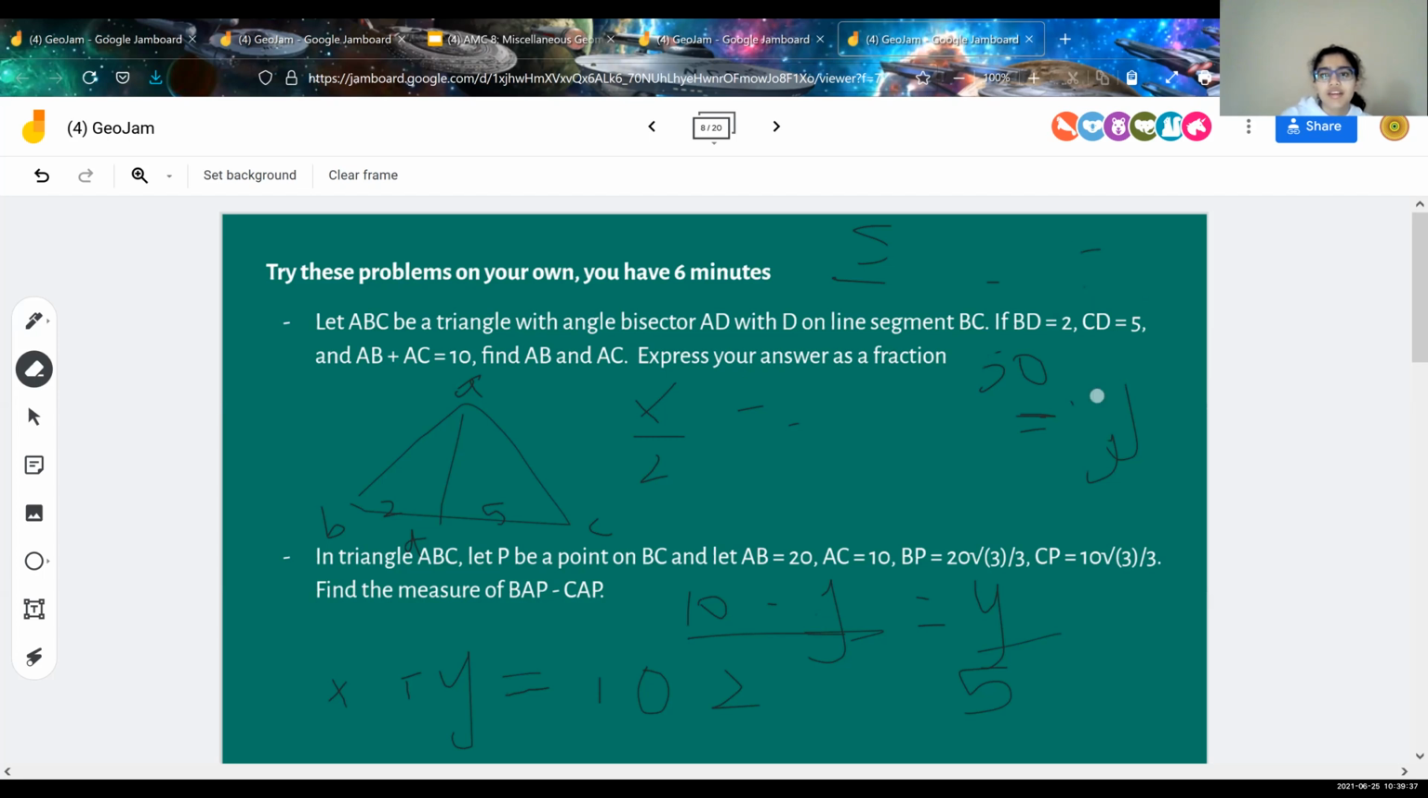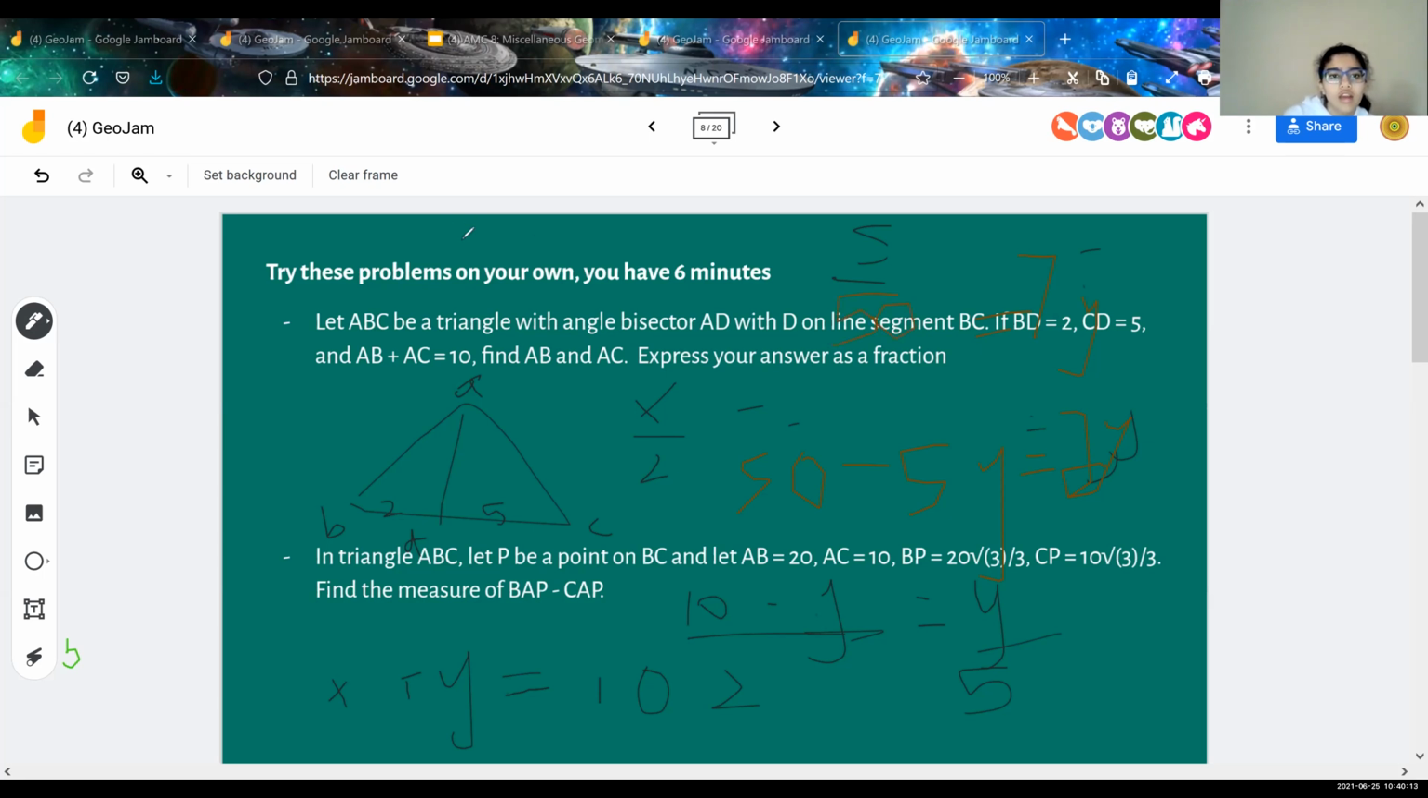Okay, sorry, that was wrong. So back to where we were here, where we were multiplying by 10. We get 50 minus 5y is equal to 2y. So we add 5y to both sides and we get 7y is equal to 50. And then when we solve for y, we get 50 over 7.